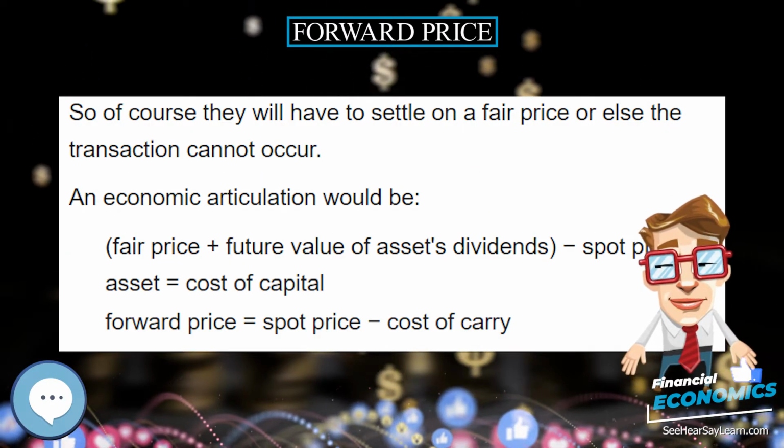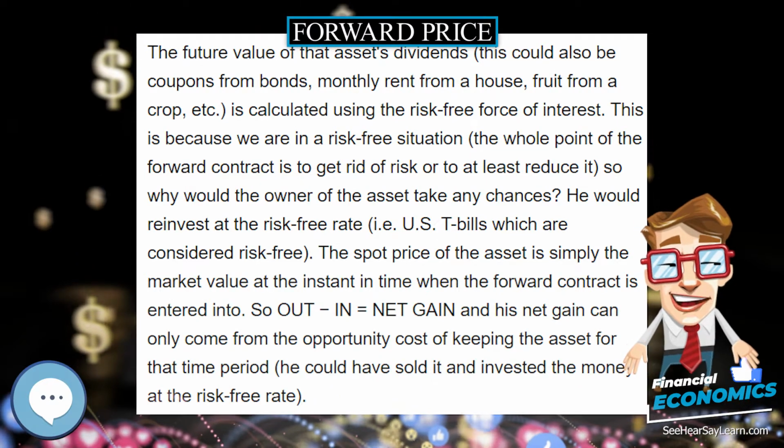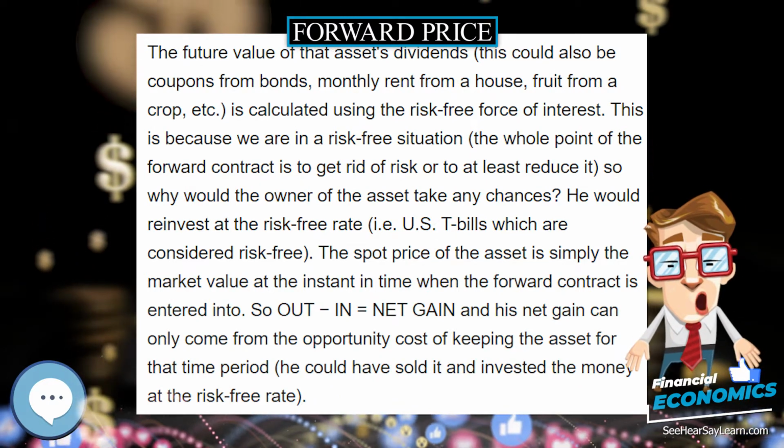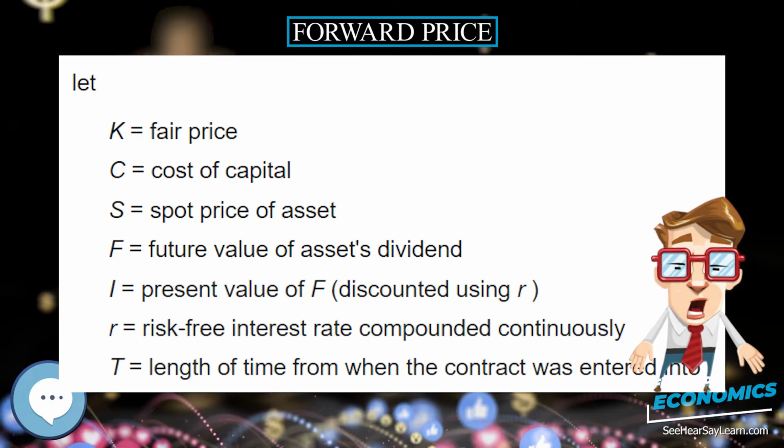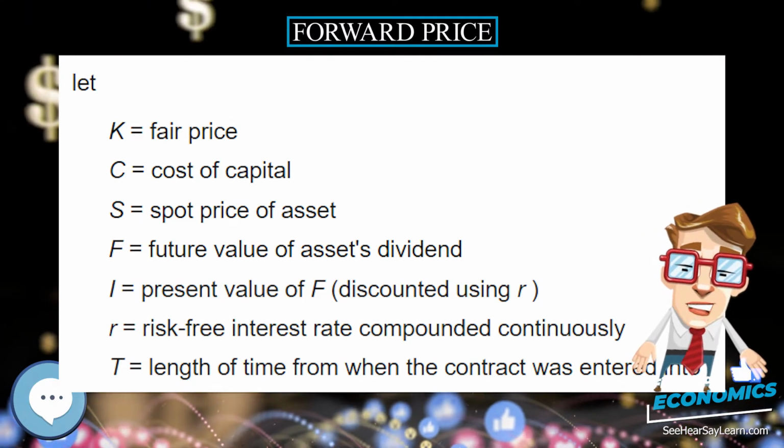Forward price formula. If the underlying asset is tradable and a dividend exists, the forward price is given by the following formula. Proof of the forward price formula.